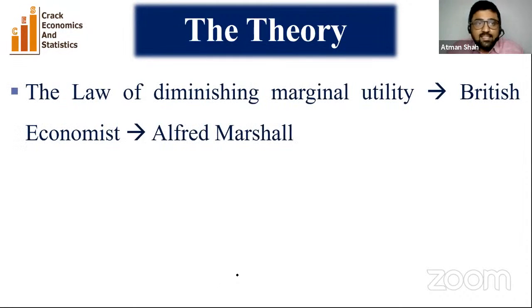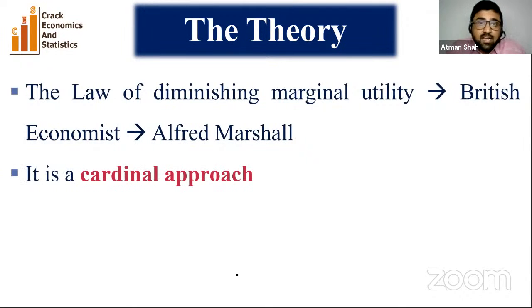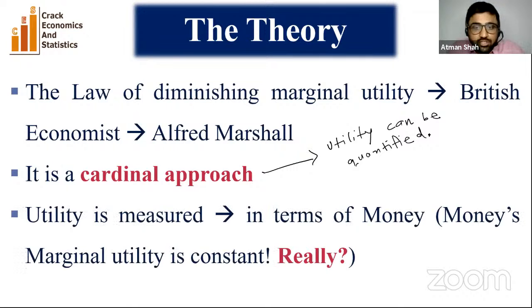Now let's understand the theory. The law of diminishing marginal utility theory is developed by British economist Alfred Marshall. It's a cardinal approach. So here utility can be quantified. Here utility is measured in terms of money.